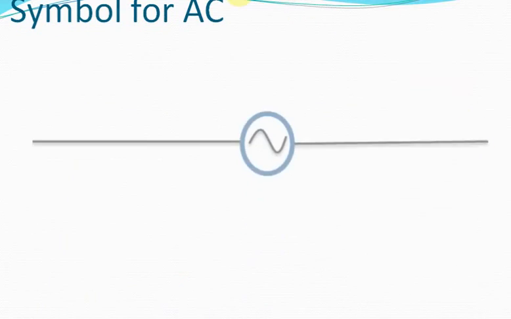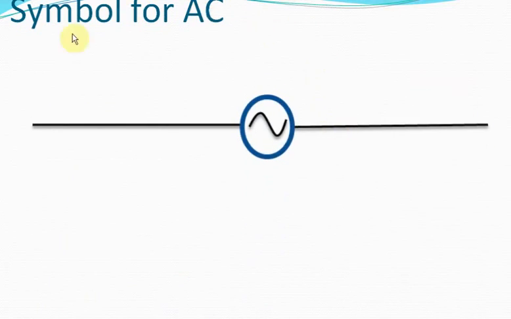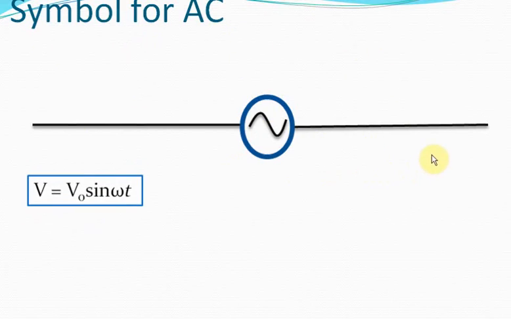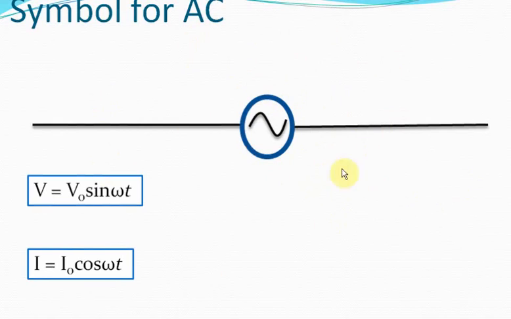Whenever we use alternating current in our circuits, this is the symbol we will use to represent alternating current. V is V naught sin omega t, and I is I naught cos omega t or I naught sin omega t. So these will be the values of alternating current or alternating voltage that will be mentioned in all your IIT JEE and other problems. And the symbol that will be used will be this symbol. If you are shown this symbol in a circuit, the current flowing is not DC but AC.